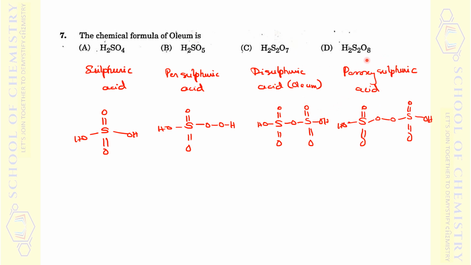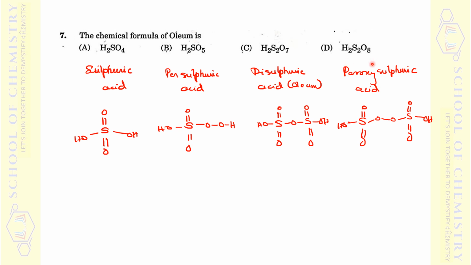The fourth one, D option, it is H2S2O8. So compared to this, it has one more oxygen atom. That oxygen atom is inserted here, in between the two sulfur atoms, and it will be called peroxydisulfuric acid. And the formula of peroxydisulfuric acid happens to be H2S2O8.